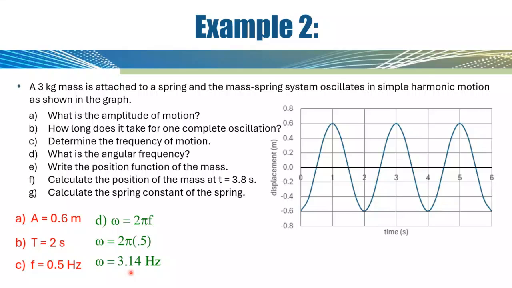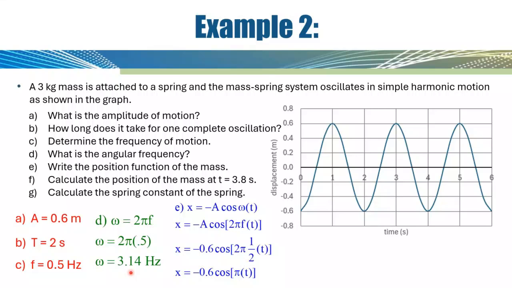Letter E, write the position function of the mass. So the position function is going to be a sine or cosine version. And I can see at the start, my mass is stretched. So that tells me it's going to be cosine. I put a negative in there because I'm starting down in the negative y direction here. So I have to replace that amplitude with its appropriate value, so negative 0.6. And then I have omega. So I could have just plugged in my 3.14 and been done with that. But I just wanted to show you another way that you'll see it happen sometimes.